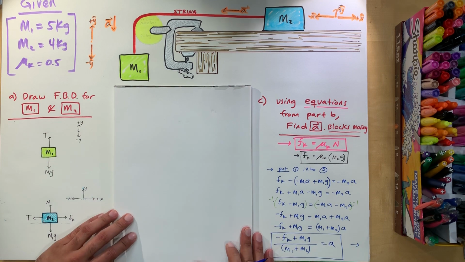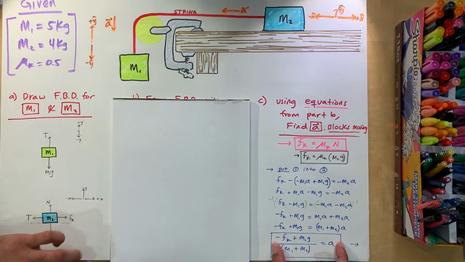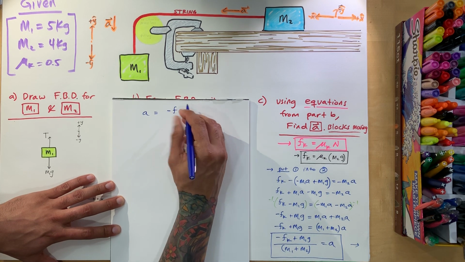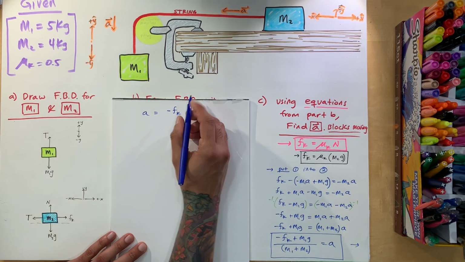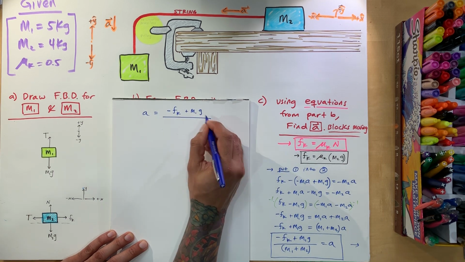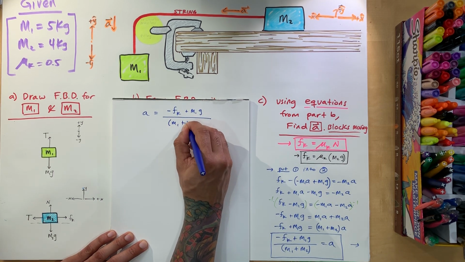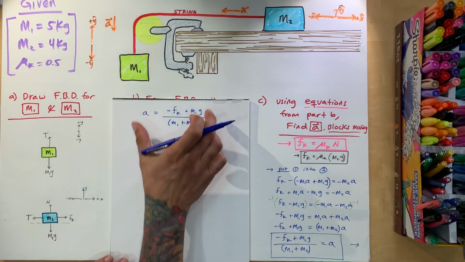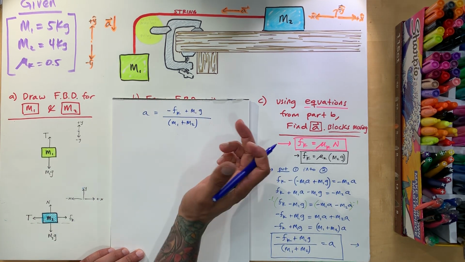Maybe I'll write like this. Okay, so I'm gonna continue this equation up here. I'm gonna put A is equal to negative friction kinetic plus M1G over M1 plus M2. All right, just rewrote this up here. Now I'm gonna fill in everything we have.